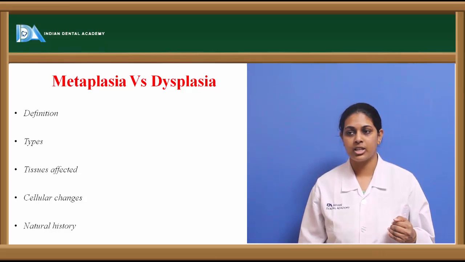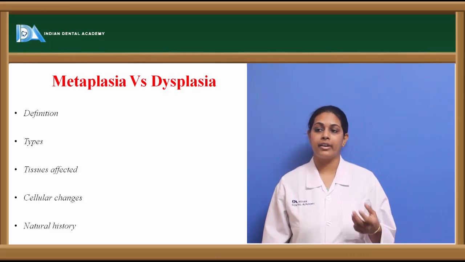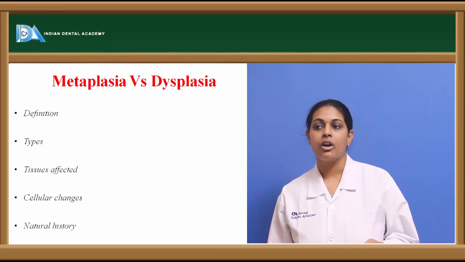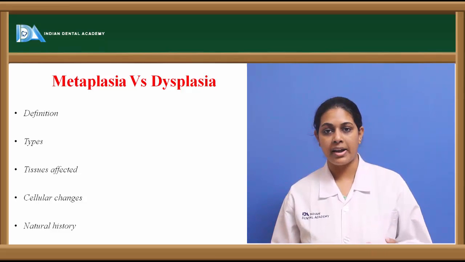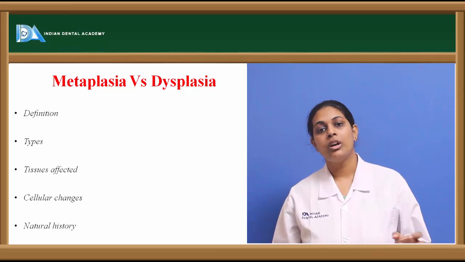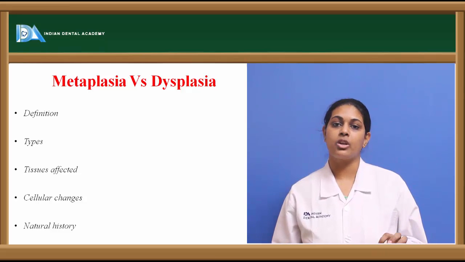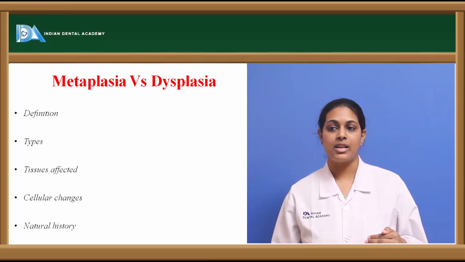Coming to the natural history, in metaplasia, once the stimulus or injurious agent is removed, the tissue reverts back to normal. That is, it is reversible on withdrawal of the stimulus. Whereas in dysplasia, the condition might regress on removal of the inciting stimulus, or it might progress to a higher grade of dysplasia, or it might also turn into carcinoma in situ. So this is the natural history of metaplastic as well as dysplastic changes.